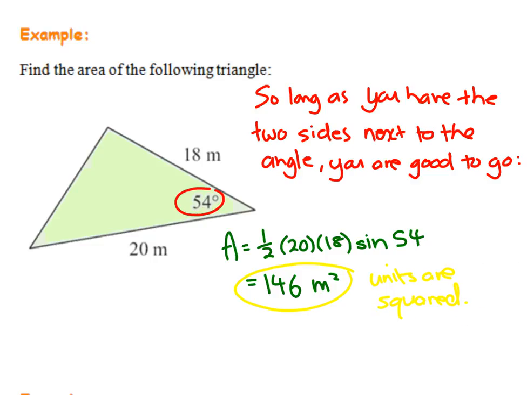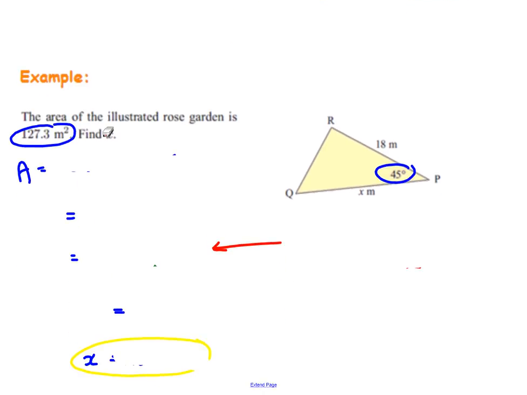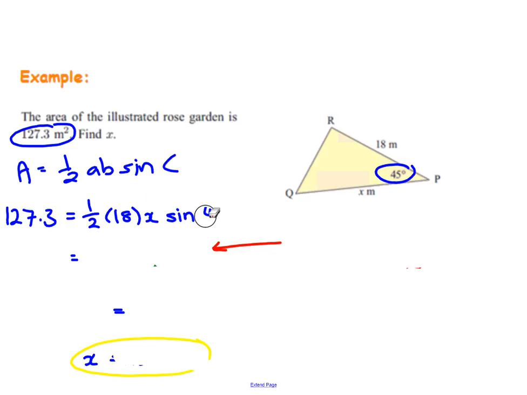The area of the illustrated rose garden is 127.3 meters squared. So we've been told the answer already. We want to find x, and x is the missing side. So just reminding us of the area formula, area equals a half ab sin C. I'll write that down to get started. Now we already know what the area is, so let's substitute that in. It's 127.3. We know that one of the sides, it could be a, it could be b, doesn't matter because they're being multiplied, is 18. The other one is x, so equals a half times 18, and then notice I just sub in x for the other side, sin 45. The main thing is you've just got to have two sides and the angle in the middle. So a half, two sides multiplied together, sin of the angle.